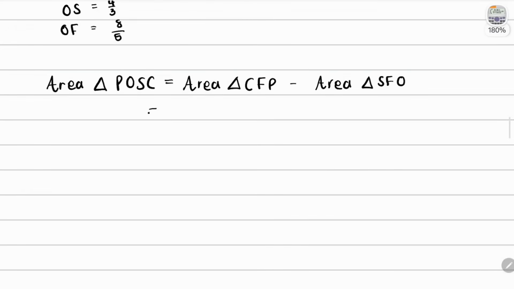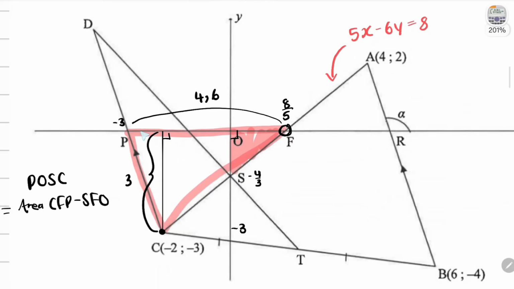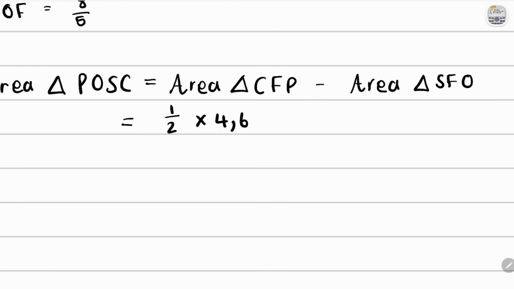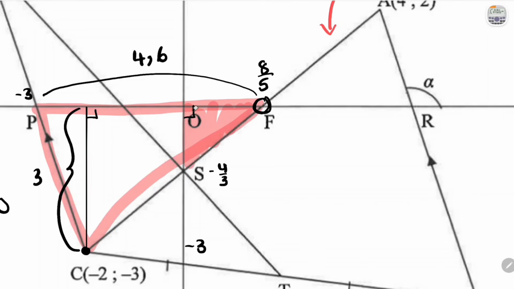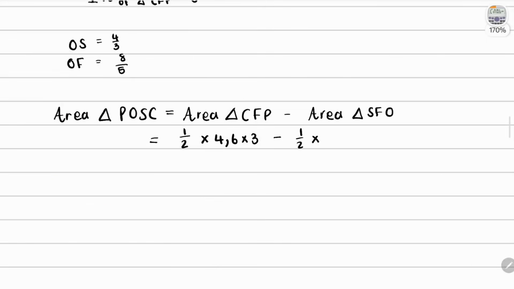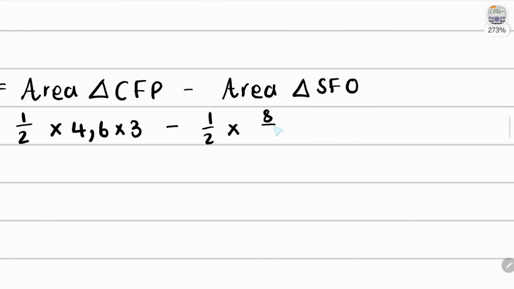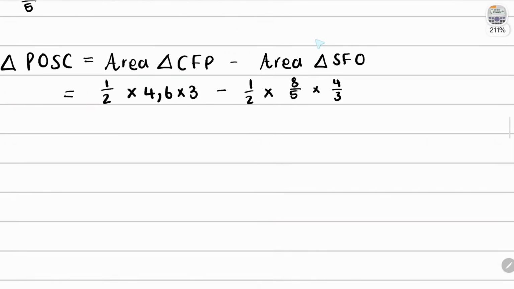And then this is equal to, so we'll just find them separately. This is a half times whatever its base is times the height. The base is PF, which is 4.6, and the height is 3 units. So a half times 4.6 times 3, and then we'll subtract a half times the base times the height. And as we can see, the base is 8 over 5 and the height is 4 over 3. So times 8 over 5 times 4 over 3. And that will give us our area.